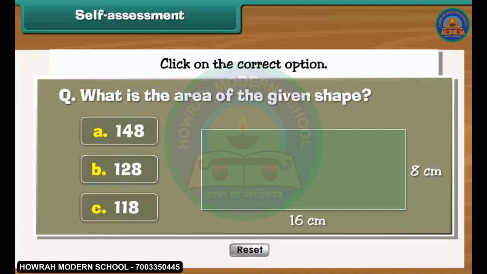Before moving further, let us know how much you have learnt about area. Calculate the area of the given figure and click the correct option.